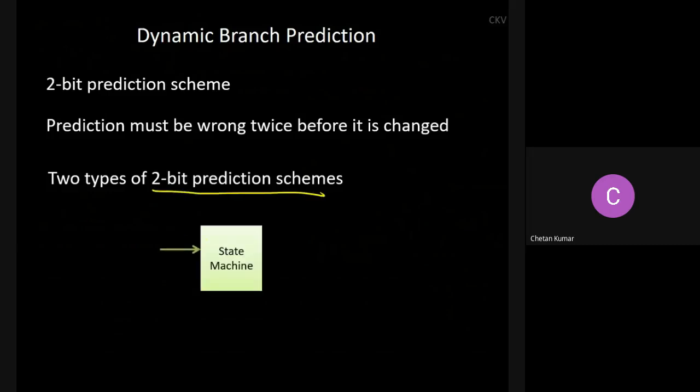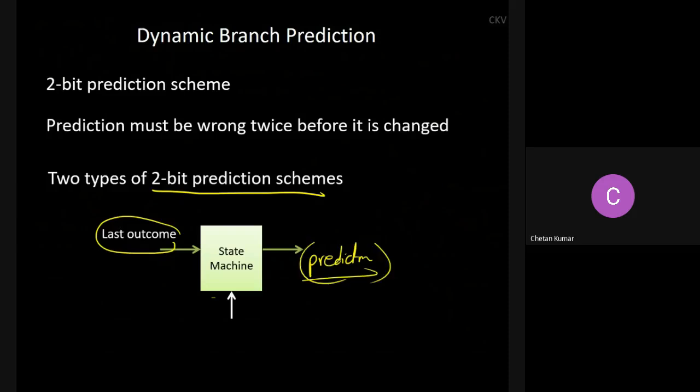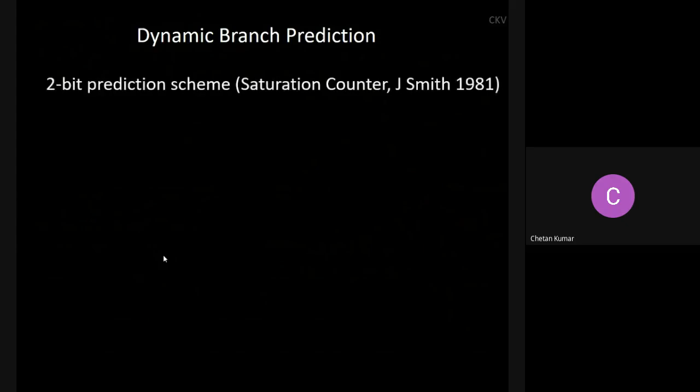We are trying to implement a state machine where the input for the state machine is the outcome, and based on the present state, you'll be predicting. So based on your outcome and what is supposed to be there, you'll come up with some kind of prediction. This is how the state machine looks. Now let us see the first scheme. The first scheme is a 2-bit prediction scheme based on a saturation counter, which was proposed by J. Smith in 1981.